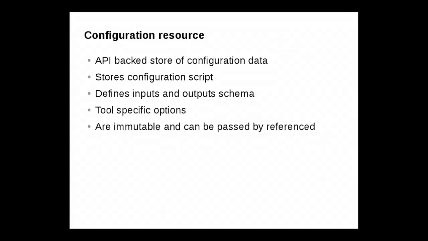So the first feature I'm going to introduce is a configuration resource. So a configuration resource is an API-backed store of configuration data. That data can include the script itself. It includes a schema for defining the inputs and outputs that script will produce and consume. You can also specify some tool-specific options, which depends on the implementation. Config resources are immutable and can be passed by reference. So if I have a UUID to a config resource, I know I can use that indefinitely as long as it's not deleted. It will never be modified without creating a new UUID, so I can trust that.